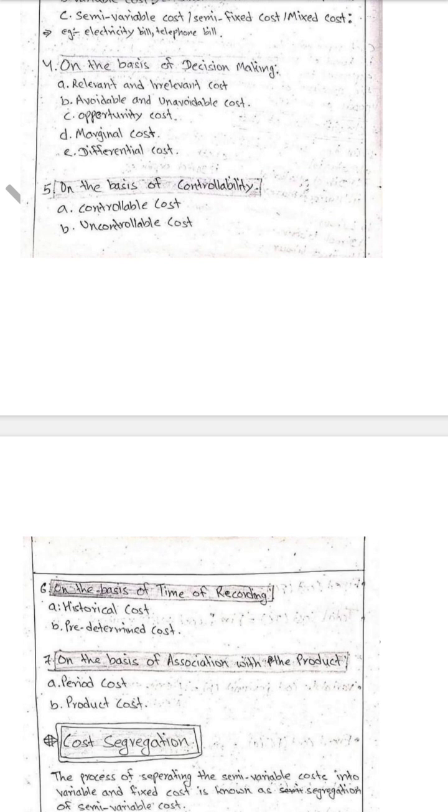On the basis of controllability, controllable cost र B मा चाहिँ uncontrollable cost हुन्छ. त्यसरी 6 मा on the basis of the time of recording, historical cost, predetermined cost. On the basis of association with the product, period cost, product cost. And cost separation मा चाहिँ the process of separating the semi-variable cost into the variable and fixed cost is known as segregation of semi-variable cost.